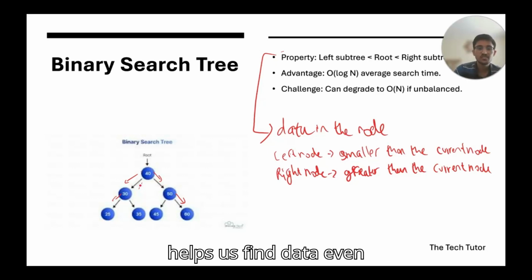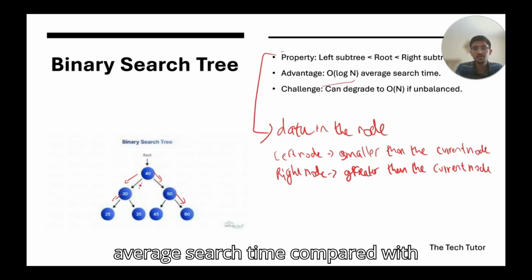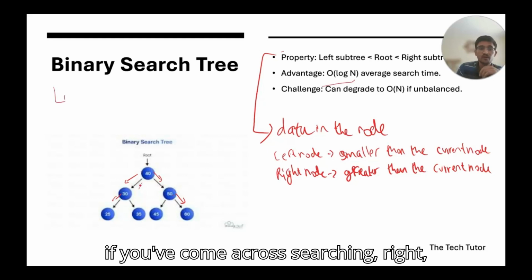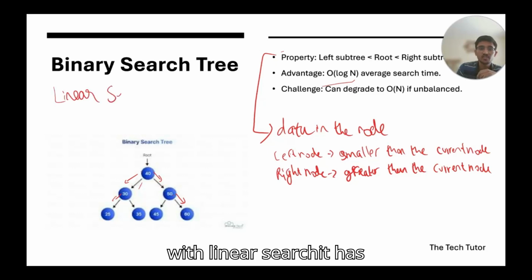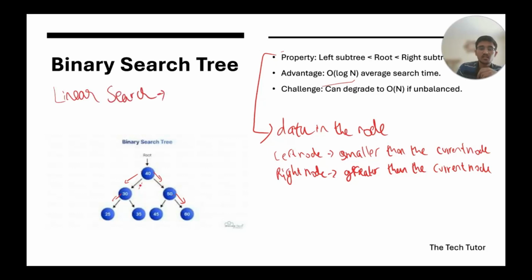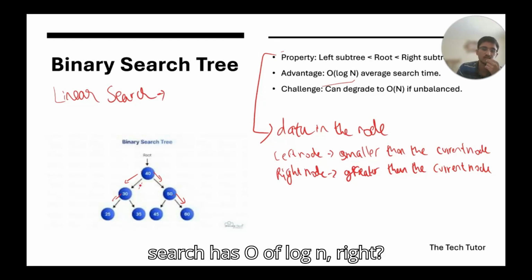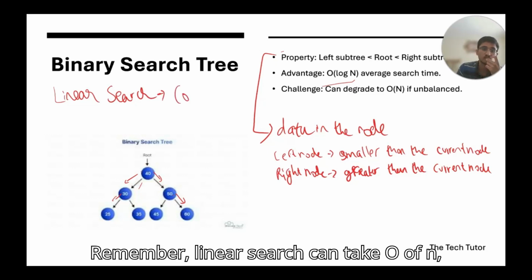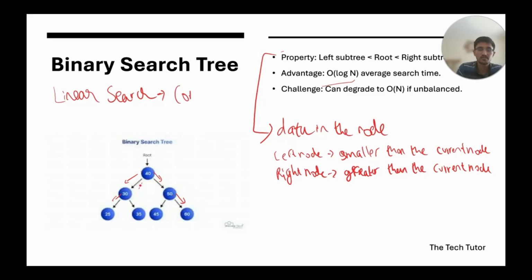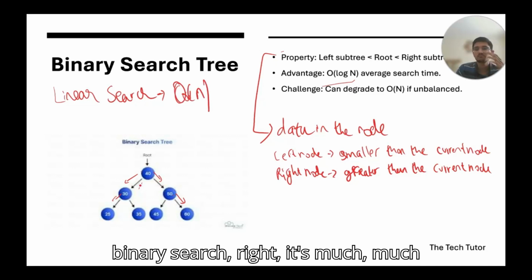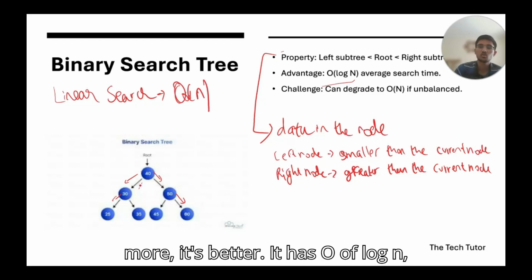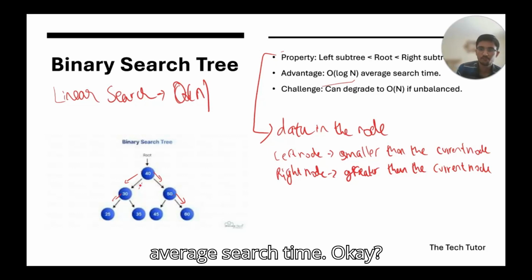This helps us find data even faster. It has an O of log n average search time. Compared with searching, if you've come across it, linear search has a bigger time complexity. Remember, linear search can take O of n, but binary search is much better. It has O of log n average search time.